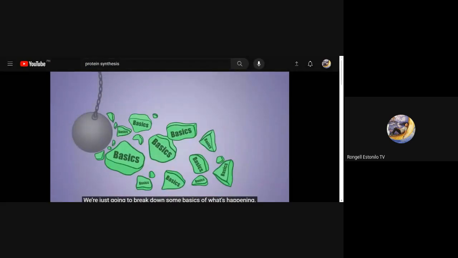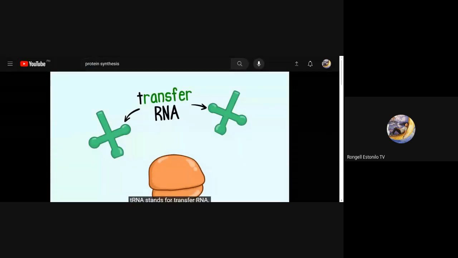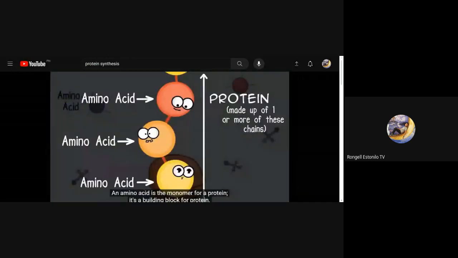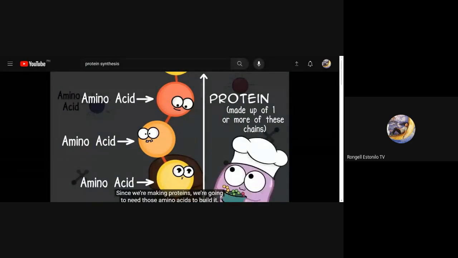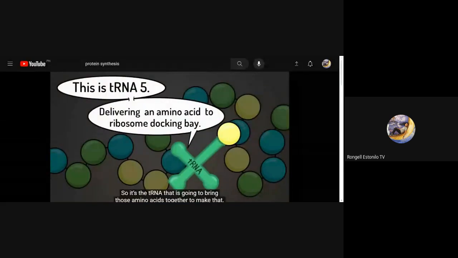In the cytoplasm, if you look at this, you have all these tRNA molecules available. tRNA stands for transfer RNA. They carry an amino acid on them. An amino acid is the monomer for a protein. It's a building block for protein. Since we're making proteins, we're going to need those amino acids to build it. If you have a bunch of amino acids together, you can build a protein. So it's the tRNA that is going to bring those amino acids together to make that.